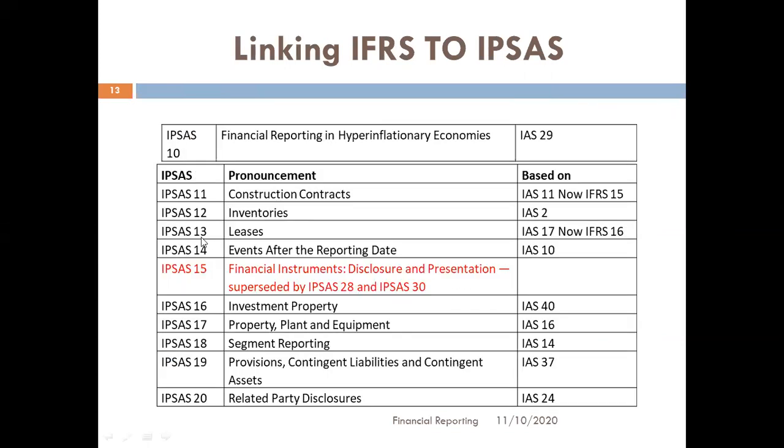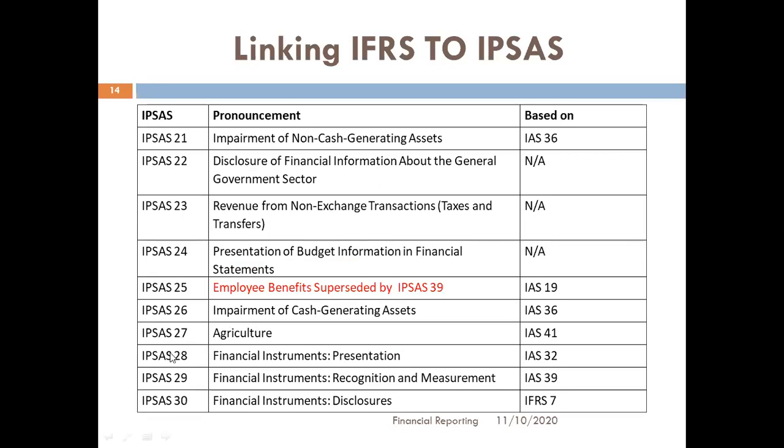For example, of course, some of the IPSAS, like IPSAS 15, have already been superseded by others. Like we also know that some standards keep being replaced with others. Like I was saying, IFRS 15 currently has superseded what was there as IAS 18 and IAS 11. So IPSAS 15 has also been replaced by IPSAS 28, which talks about financial instrument presentation, IPSAS 29, which talks about financial instrument recognition and measurement, and IPSAS 30, which talks about financial instrument disclosure.